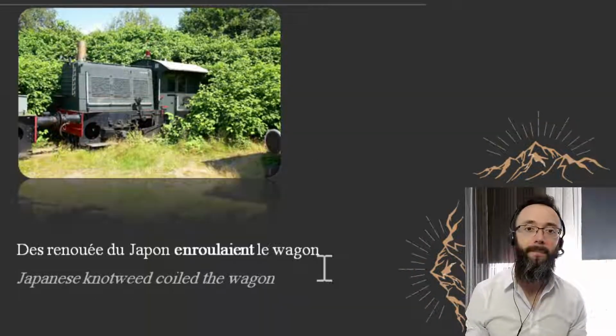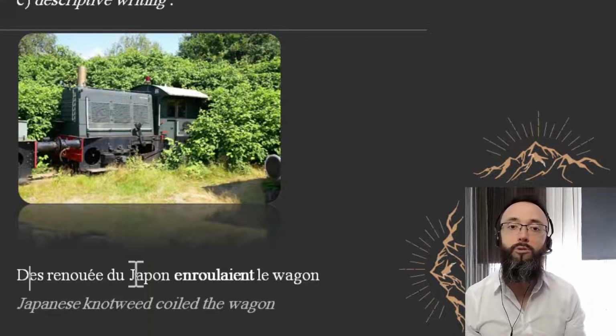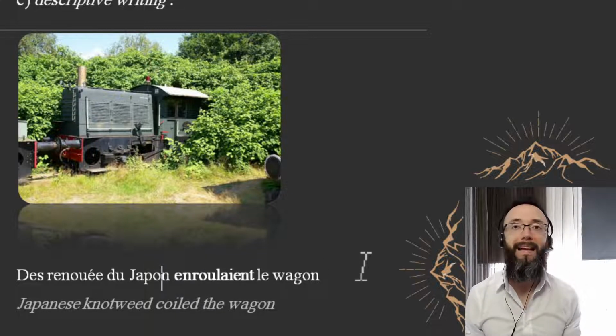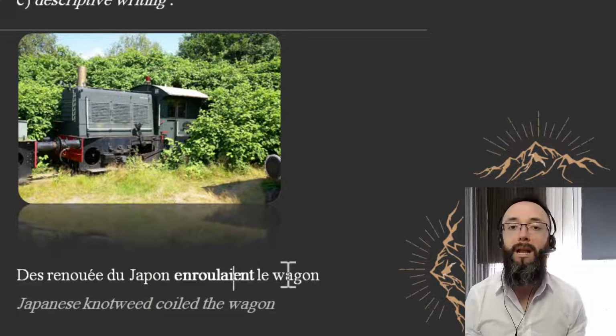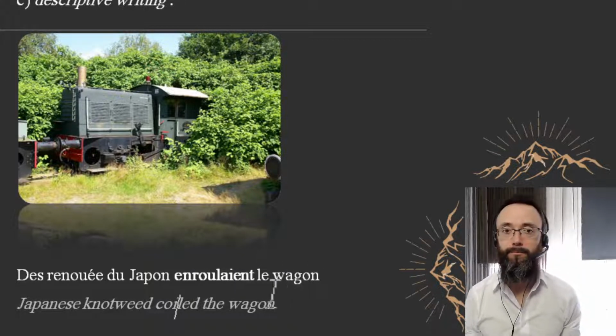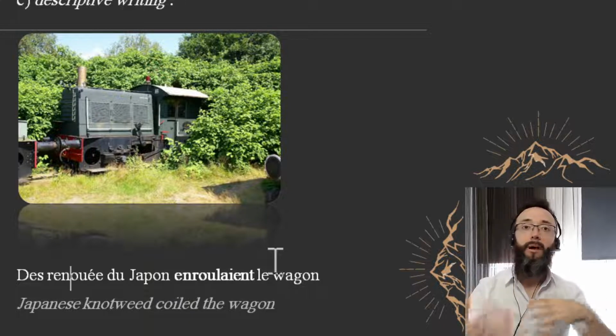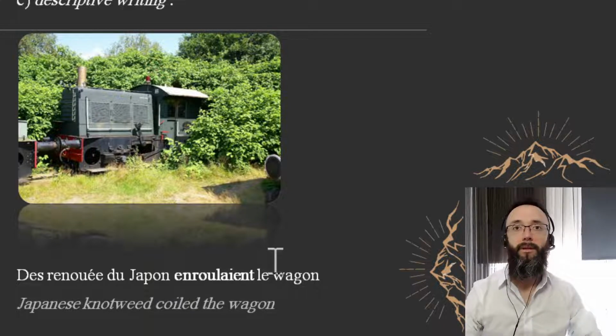Descriptive writing. Des renouées du Japon, which is Japanese knotweed. I don't know if you like plants, herbs, flowers. This is beautiful. Japanese knotweed. Enroulaient le wagon. They coiled the wagon. Here, we're talking about a description. We're describing something. So if you're going to describe where you lived as a kid, well, guess what? What tense are you going to use? Obviously, it will be the imparfait.